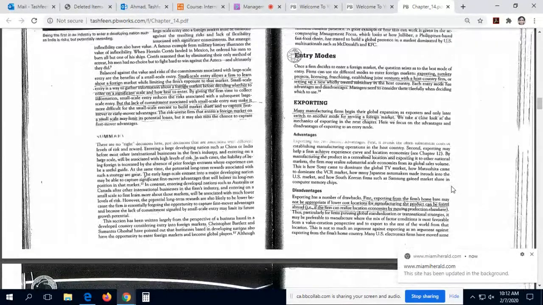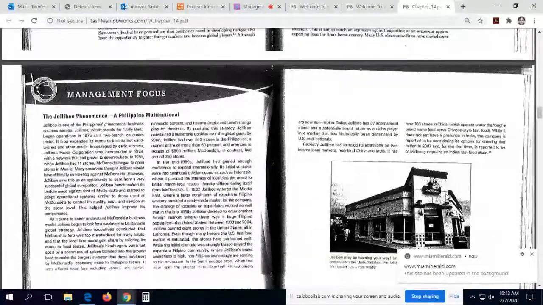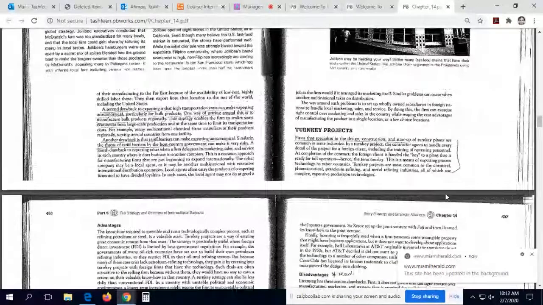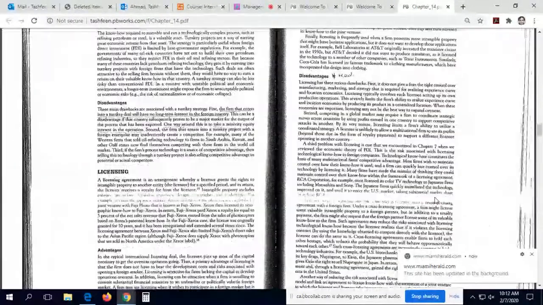So in all the modes you are going to see, there will be advantages, disadvantages, and so on. These types of things you have to read in your own time. Turnkey projects, what are those? Just run a Google search and try to understand, reflect on that, and link it with the previous discussions and how they are explaining it.